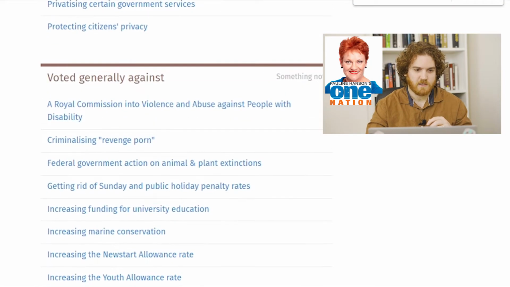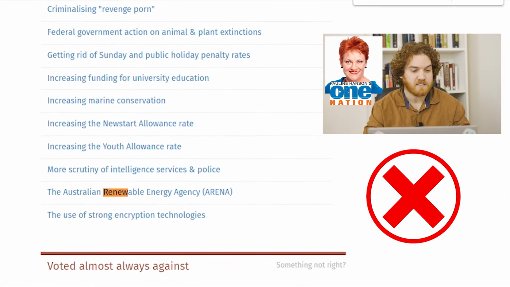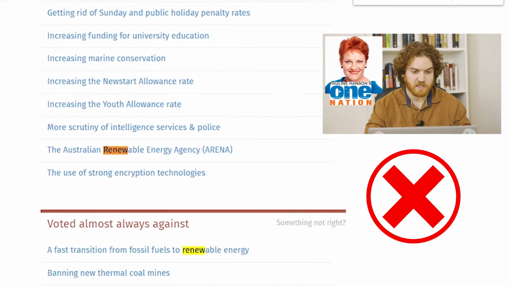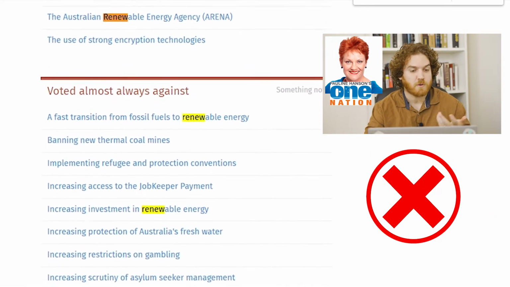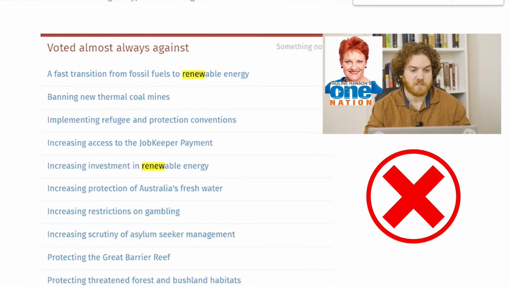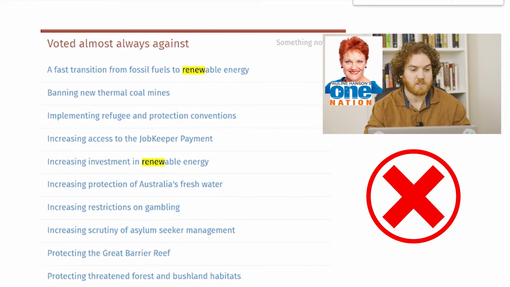So, we see here that Pauline Hanson for One Nation has voted generally against the Australian Renewable Energy Agency and voted almost always against a fast transition from fossil fuels to renewable energy and increasing investment in renewable energy. She is against both of those things.